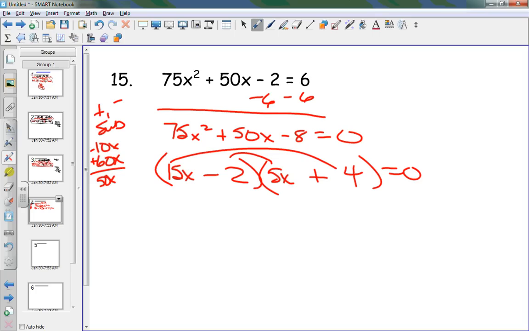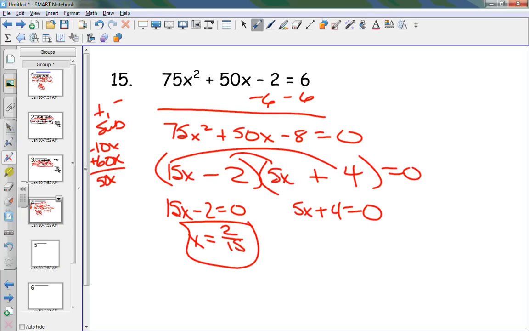Now that I have it factored, what do I do? I have to set each parenthesis equal to 0. So 15x minus 2 is equal to 0, and 5x plus 4 is equal to 0. Add 2. Now, in one step, what is this going to be? 2 over 15. Add 2, divide by 15. Over here, subtract 4, divide by 5.